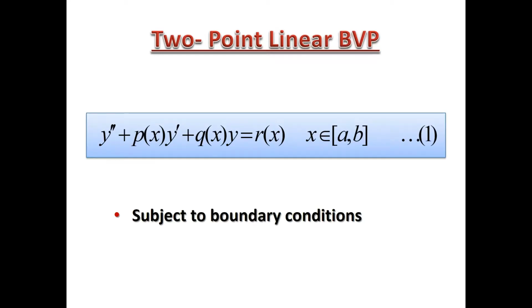A standard two-point linear boundary value problem is given by equation 1 along with the boundary conditions, which involve the value of the dependent variable, which is y here, or its derivatives with respect to the independent variable, which is x here. For two-point boundary value problems, the boundary conditions should be specified at two different points, which generally are the end points of the geometry under consideration.